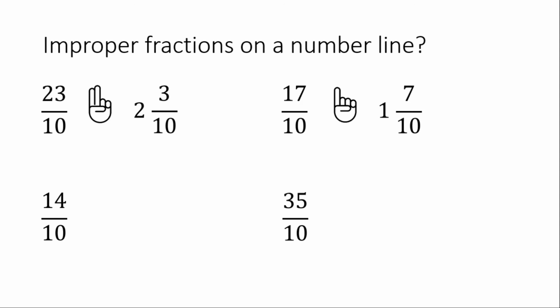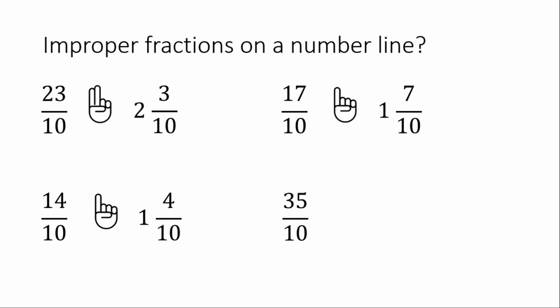In the bottom left, we have 14/10. So we're going to count by 10 till we get to 14. Let's do it. 10, that's as far as we can go. 20 is more than 14. So our whole amount is going to be 1. And then the leftover amount is going to be 4, so 1 4/10.